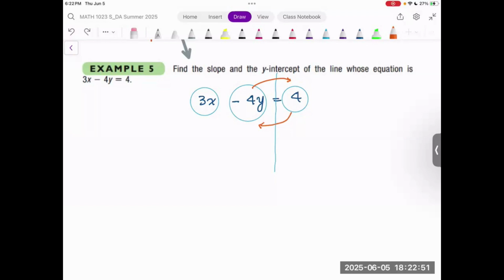So I am moving the y to the right, I'm moving the 4 to the left. Does that make sense? So this is going to allow me to do this. The 3x, I did not move it. It's going to stay at the 3x. The 4, I move it. This is going to become -4.